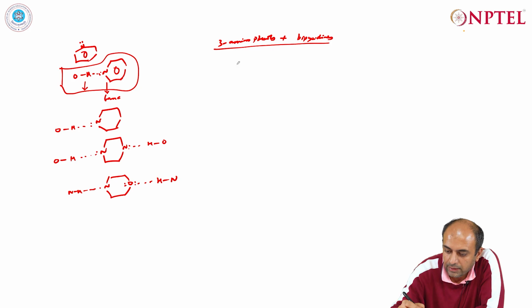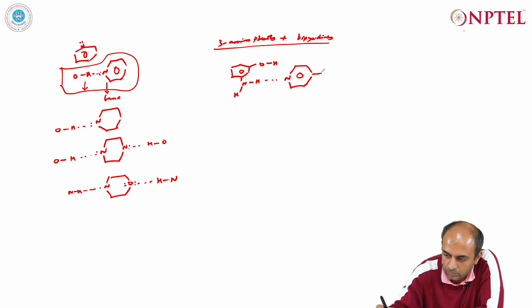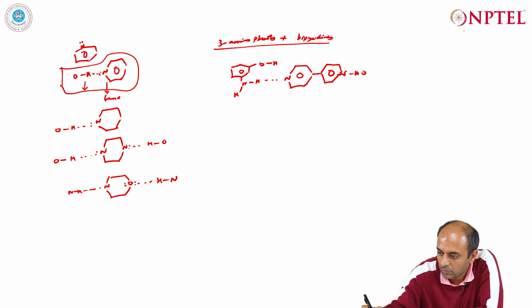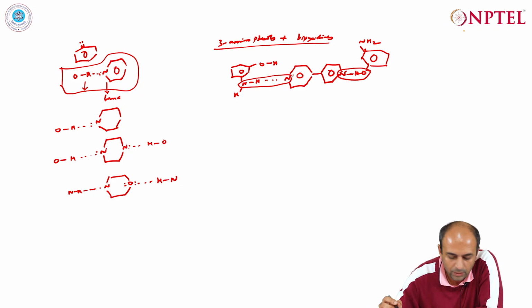So, here we can see, for example, NH, N, OH, this is N, we have OH hydrogen bond, so we have OH and hydrogen bond here, we have a NH and hydrogen bond here, and this can now extend further.